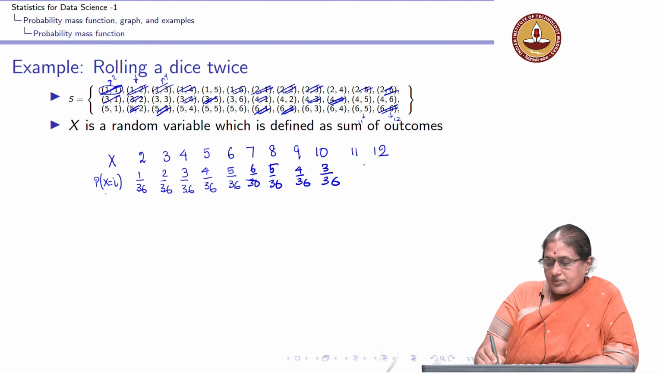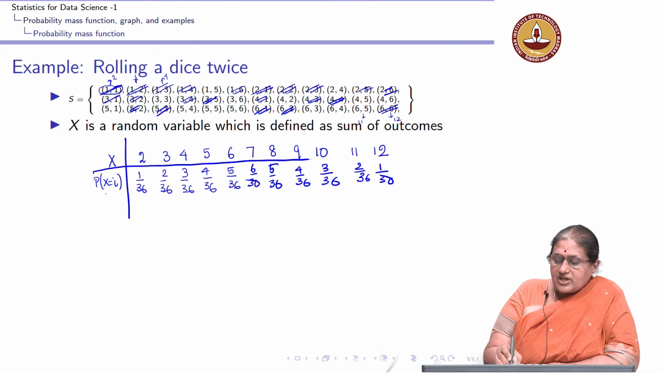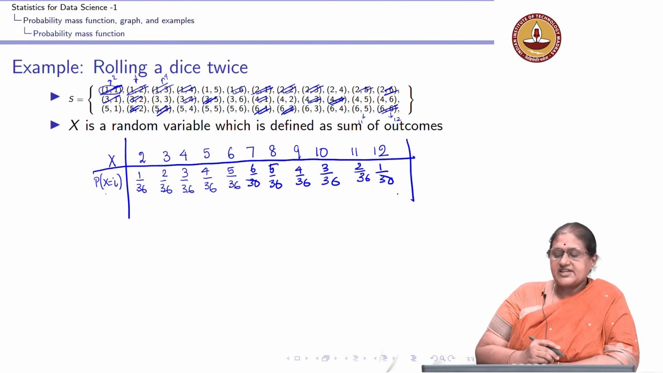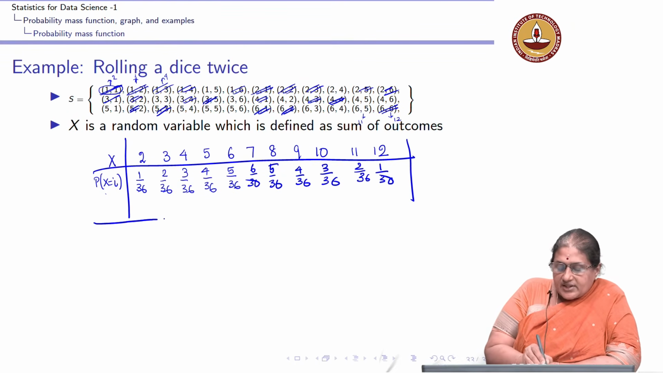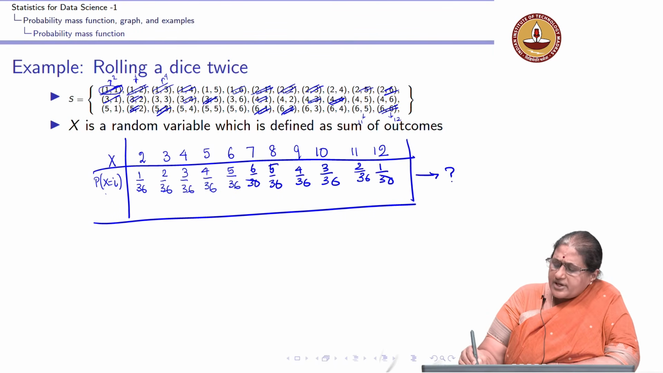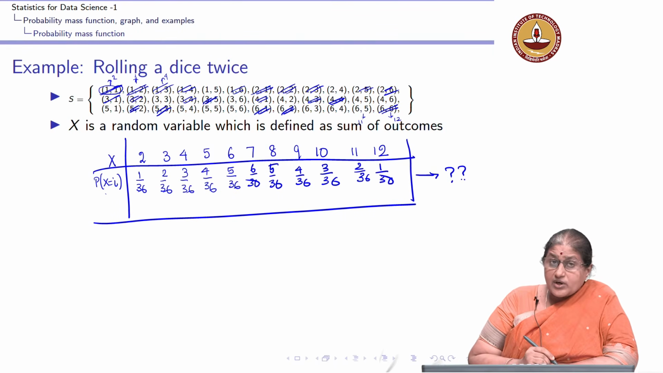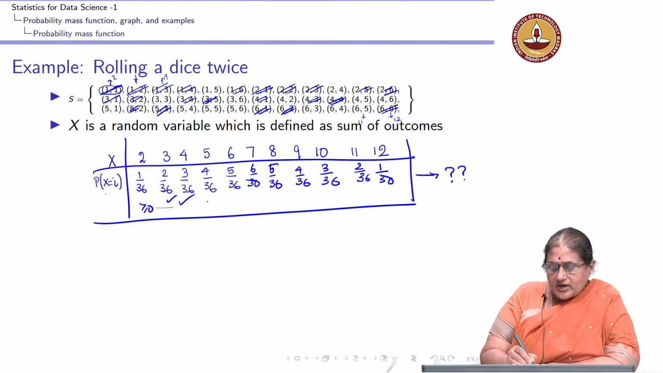This is going to be my probability mass function. So I know x takes the values 2, 3, 4, 5, 6, 7, 8, 9, 10, 11, 12 with the probability shown here. Now, is this a probability mass function? Again, what are the properties of the probability mass function? This should be greater than or equal to 0. I can see each one of them is greater than or equal to 0.